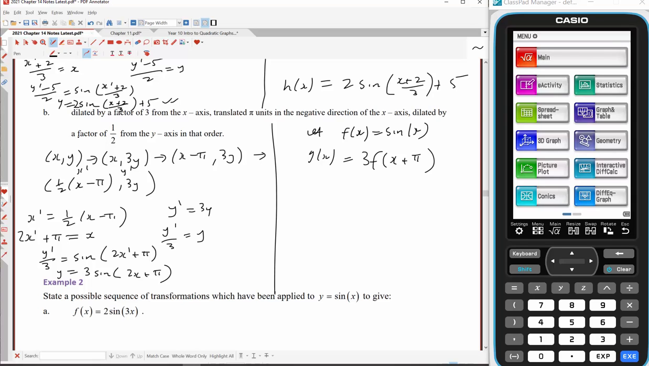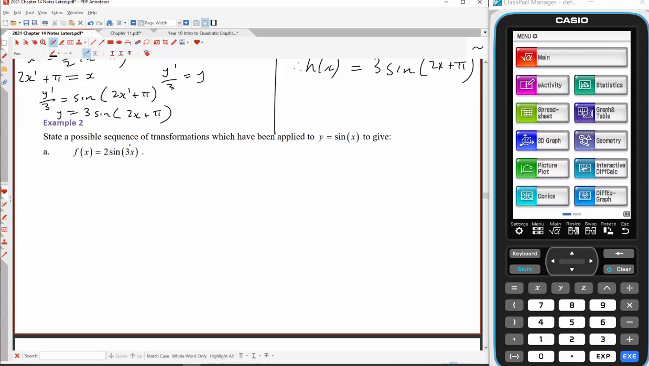Right, dilated by a factor of half from the y-axis, so that means wherever we see an x we replace it with 2x. So h of x equals 3 f of 2x plus pi. Therefore, h of x equals 3 sine of 2x plus pi, which is what I got here.